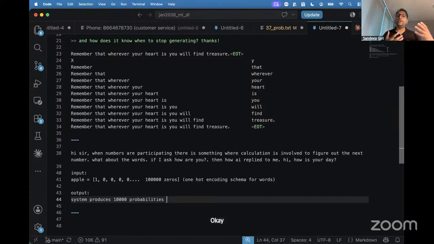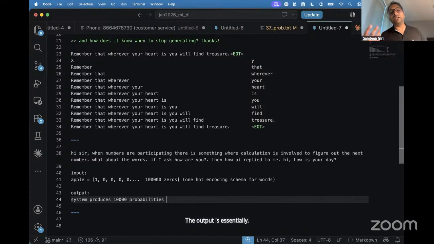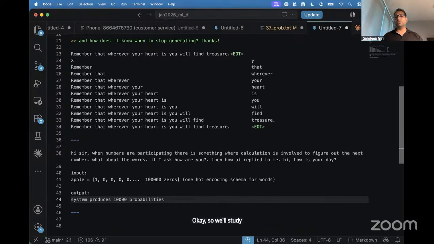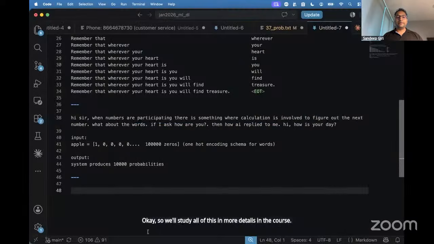So we convert the entire text into numbers. For input, we convert each word into an array of 10,000. The output is, again, 10,000 numbers produced by the system, and we pick the one with the highest probability. We'll study all of this in more detail in the course. Very good questions.